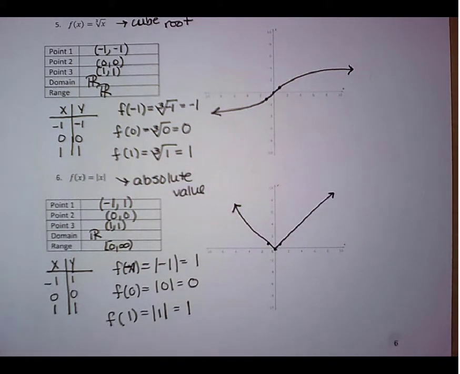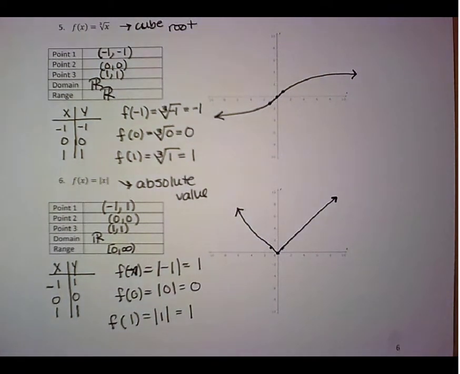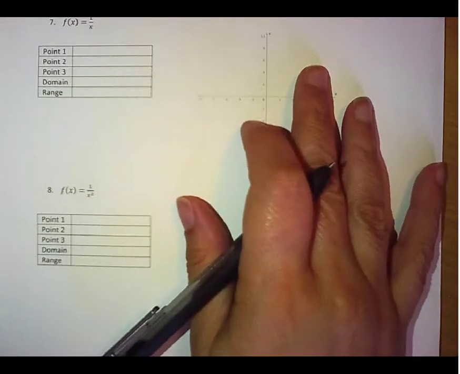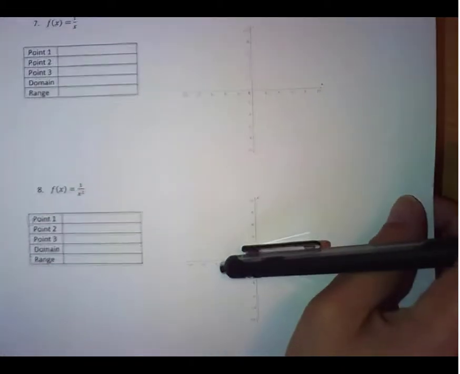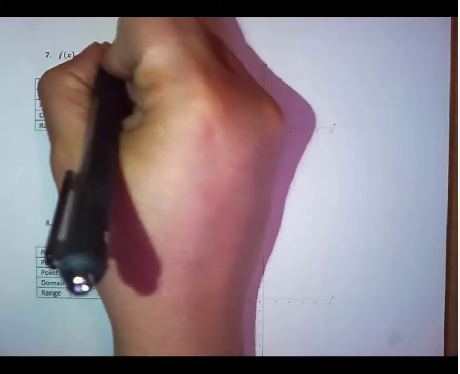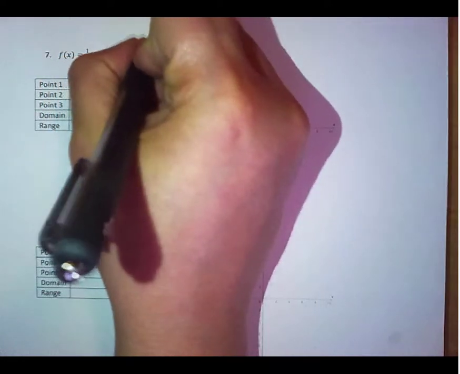Okay, so let's look at our last 2 parent functions. Oops, sorry about that. So our last 2 here are both fractions. This one is called the rational function.